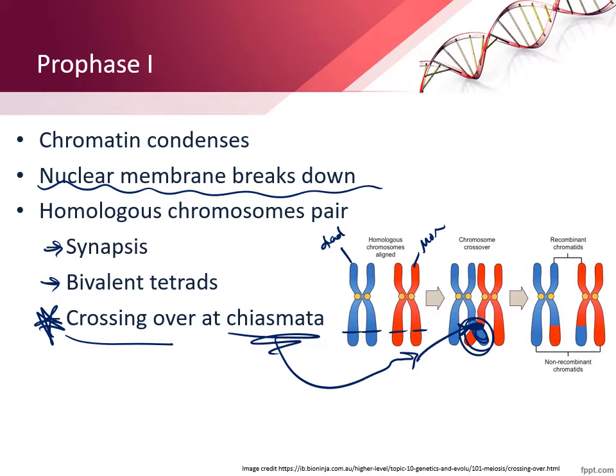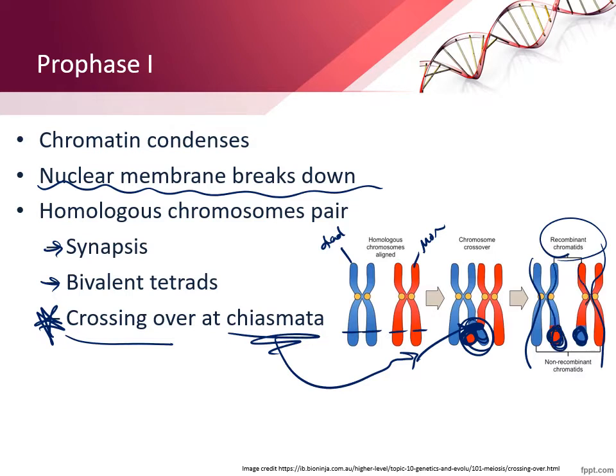What's going to happen is they're going to trade chunks. This chunk that used to be dad is now going to be on mom's chromosome, and this chunk that used to be on mom is now going to be on dad's chromosome. So at the very end, I'm going to have these recombinant chromatids. This chromatid is still all dad, and this chromatid is still all mom. But I now have more genetic variation because this chromatid is some of dad and some of mom.